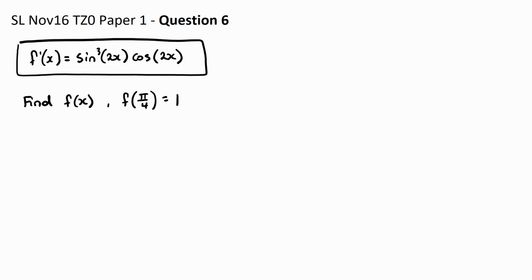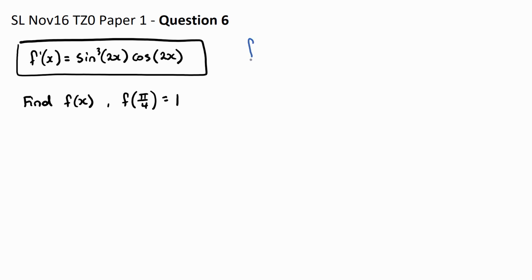Question 6. So we have a derivative function here, f'(x) equals sin cubed of 2x times cos 2x, and we want to find f(x) given some information here. So we have to integrate this to find f(x). Now, in the mark scheme, this does jump a few steps. So if you're really smart, you might be able to integrate this just by recognition. But I do want to show the steps here in case you're a little bit confused.